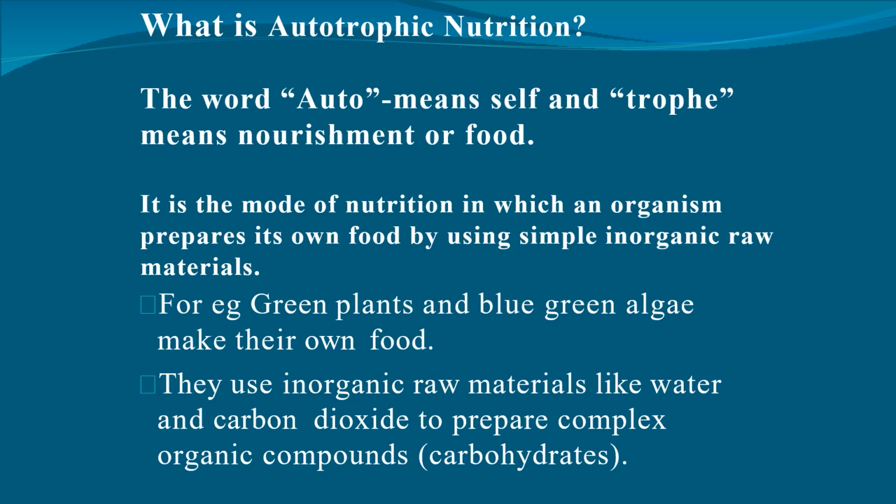So it is that mode of nutrition in which an organism prepares its own food by using simple inorganic raw materials. For example, green plants and blue-green algae make their own food, and they use inorganic raw materials like water and carbon dioxide to prepare complex organic compounds like carbohydrates. So all these organisms are carrying out autotrophic nutrition, and organisms like green plants and blue-green algae which are involved in this process are called autotrophs.